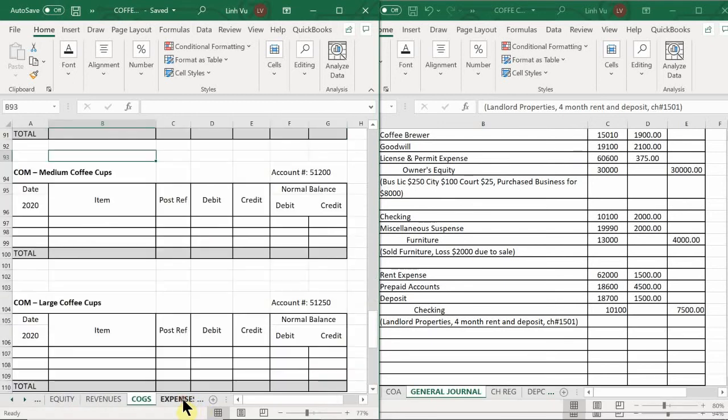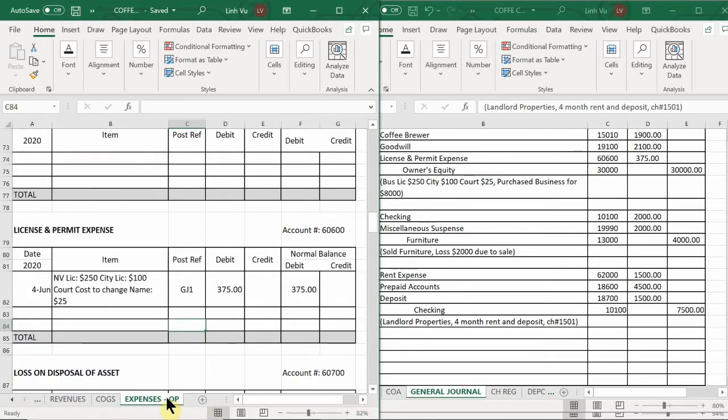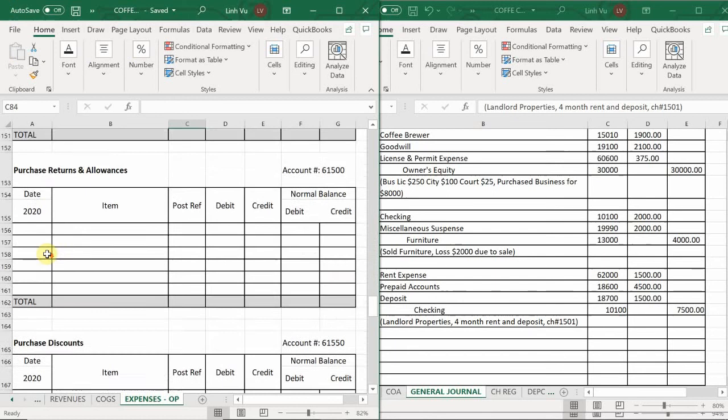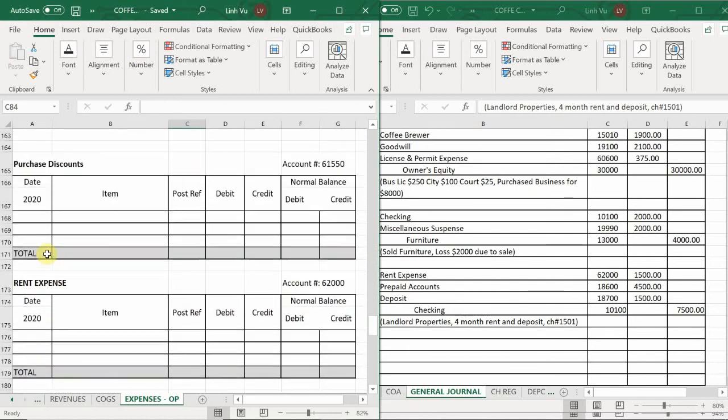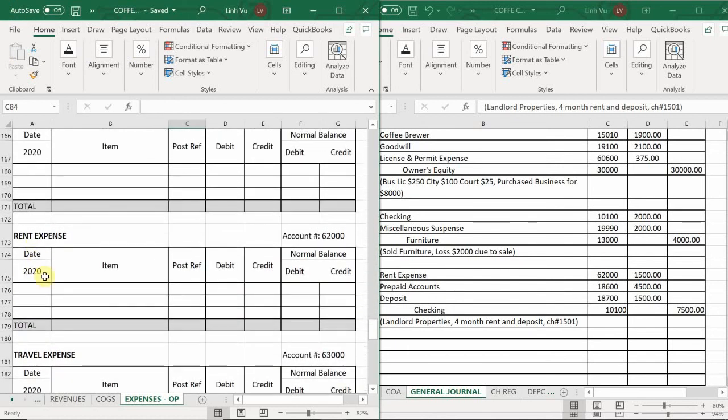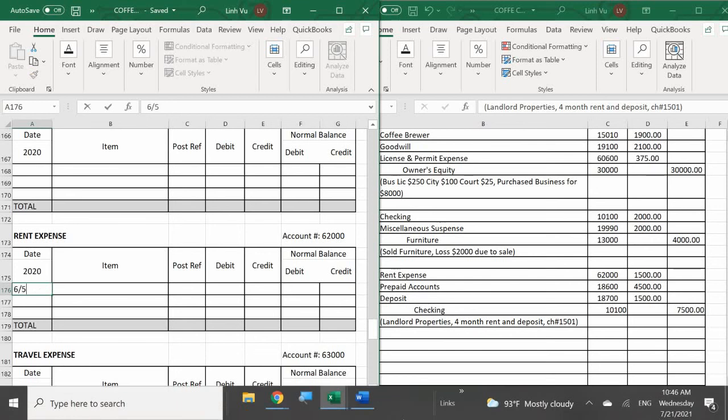So I'm going to go to my operating expenses because it's account number 62,000, which indicates that this is an expense account. Okay, so 62, so rent expense is here. All right, and what I'm going to have here is I'm going to make my note saying this is rent for the month of June. Or you could say, simple as easy, June rent.